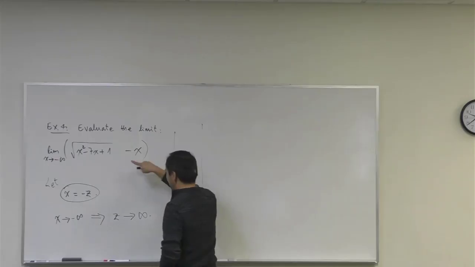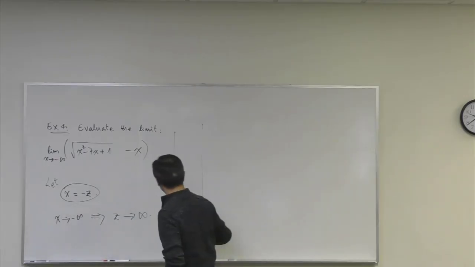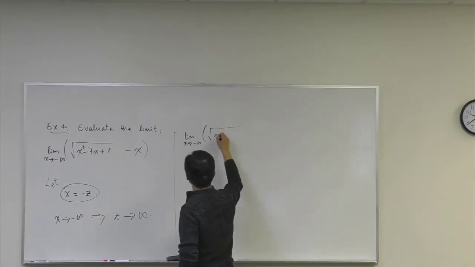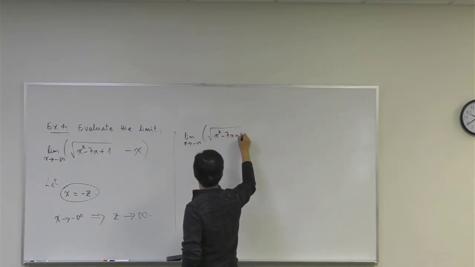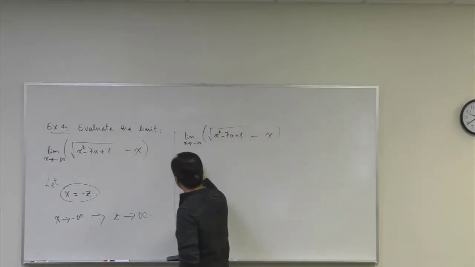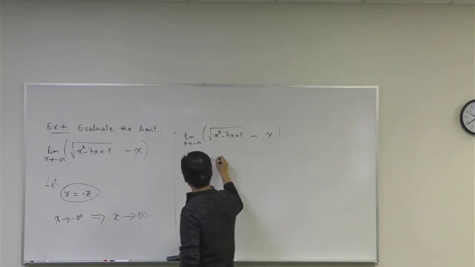So let's bring this method into our problem. The problem starts with x going to negative infinity, and then your function is the square root of x squared minus 7x plus 1, minus x. But remember, I'm going to substitute x equals negative z. That means here's how the problem becomes.